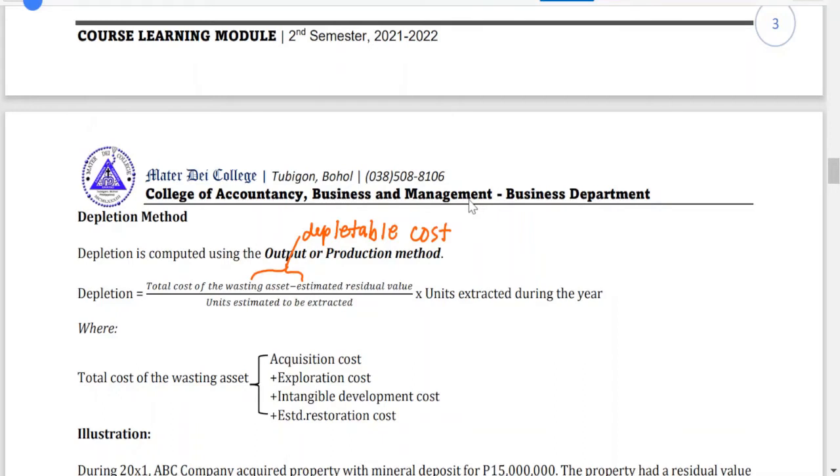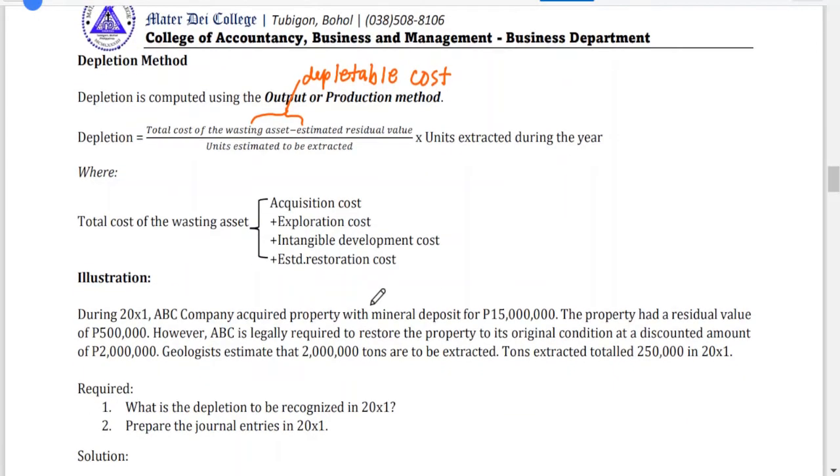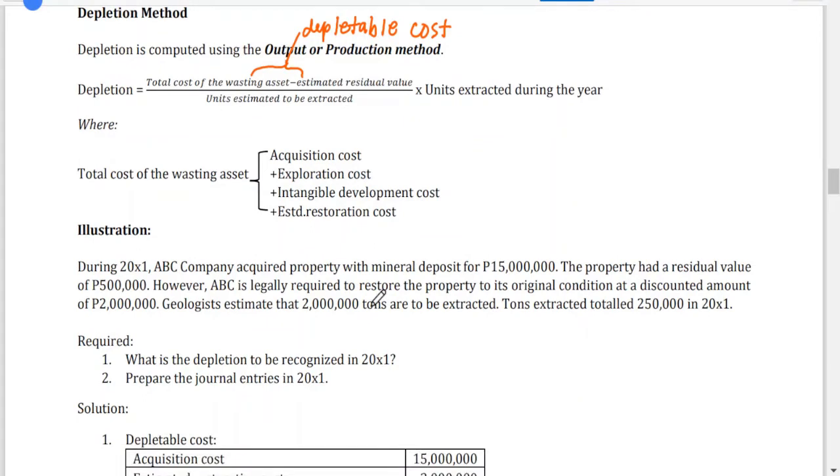Okay, so again, the depletable cost or the depletable amount will be divided by the units estimated to be extracted, and then multiply it by the units extracted during the year. So the total cost of the wasting asset, if you can recall earlier, as mentioned, it is a sum of your acquisition cost, exploration cost, intangible development cost, and the estimated restoration cost. We have an illustration here.